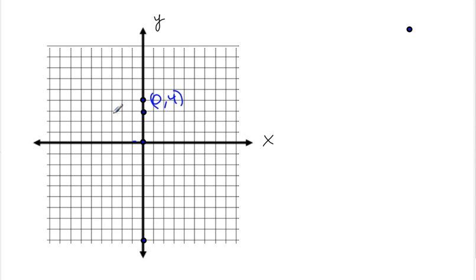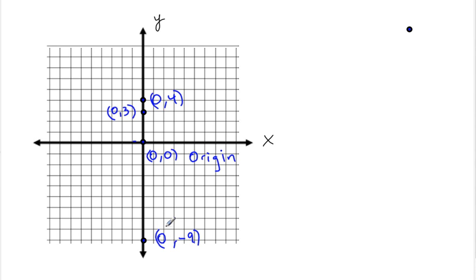1, 2, 3. 0, 3. Did not go left, did not go right. Just went up 3. Now, what about this one? Did not go left, did not go right, 0. Did not go up, did not go down, 0. That point is called the origin. It's a special point because it's 0, 0. Now we go 1, 2, 3, 4, 5, 6, 7, 8, 9 in the negative direction. 0, negative 9. Did not go left, did not go right. That's why we have a 0.